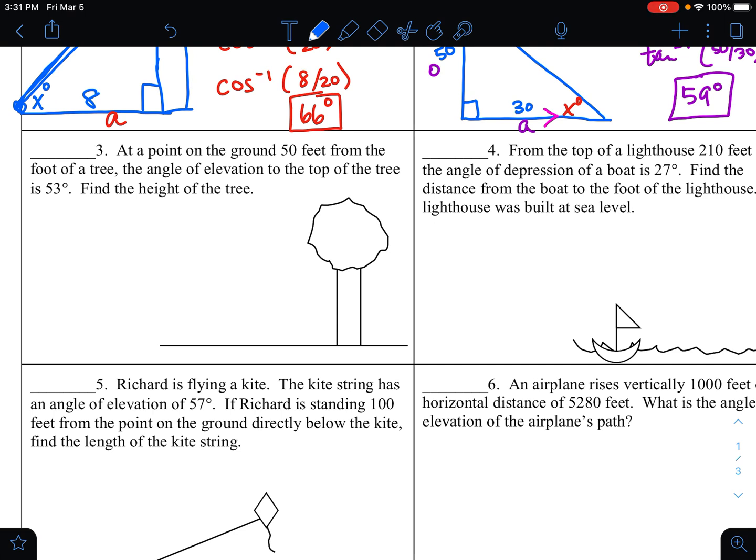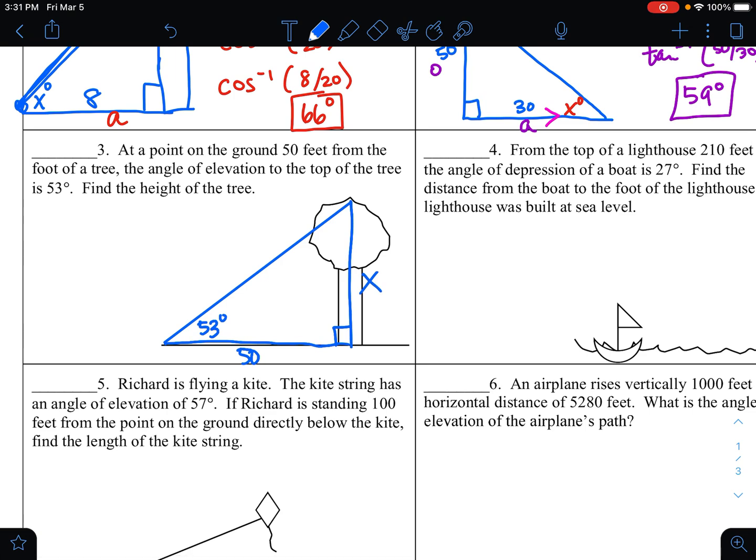At a point on the ground 50 feet from the foot of a tree. So down here, 50 feet this way, 50. The angle of elevation to the top of the tree, so from the horizontal up, that angle of elevation I just drew was 53 degrees. Find the height of the tree. So I'm going to go ahead and just close off this right triangle. I'm going to call that X, or you can call it H.